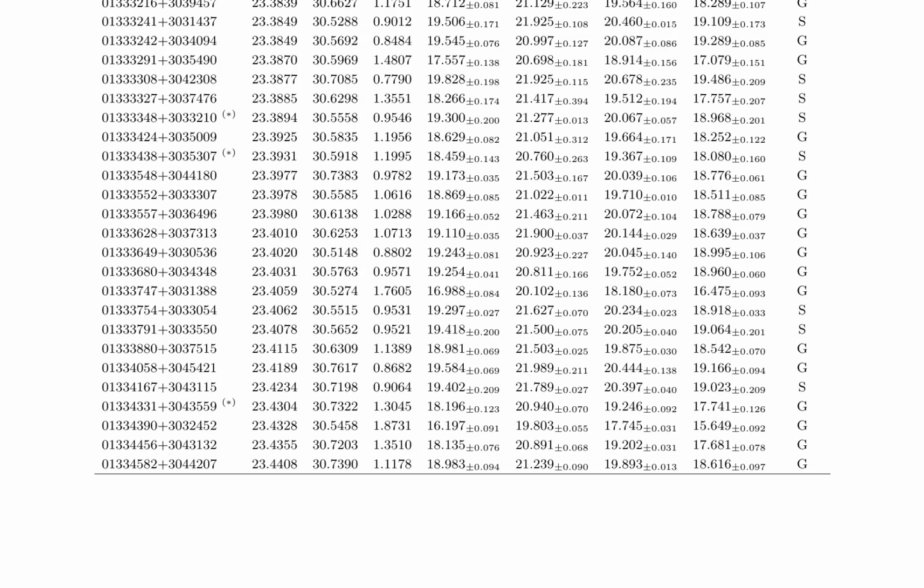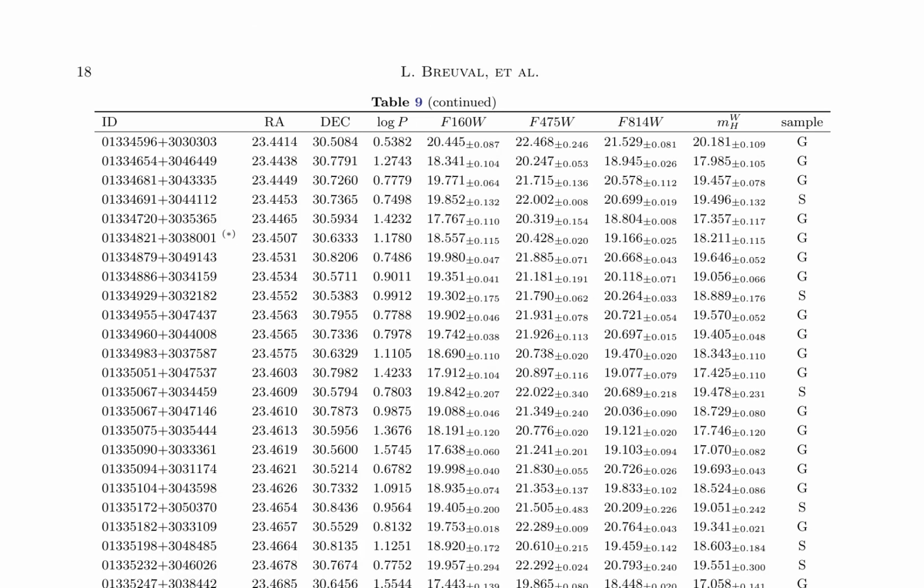The sample names in the last column are G equals gold and S equals silver. Cepheids marked with an asterisk are listed as cluster Cepheids in section 5. The table includes 80 Cepheids, with their identification number, ID, right ascension, RA, declination, dec, logarithmic period, log P, and mean magnitudes in the F160W, F475W, and F814W filters. The mean magnitude in the F160W filter is also listed as MW_H.